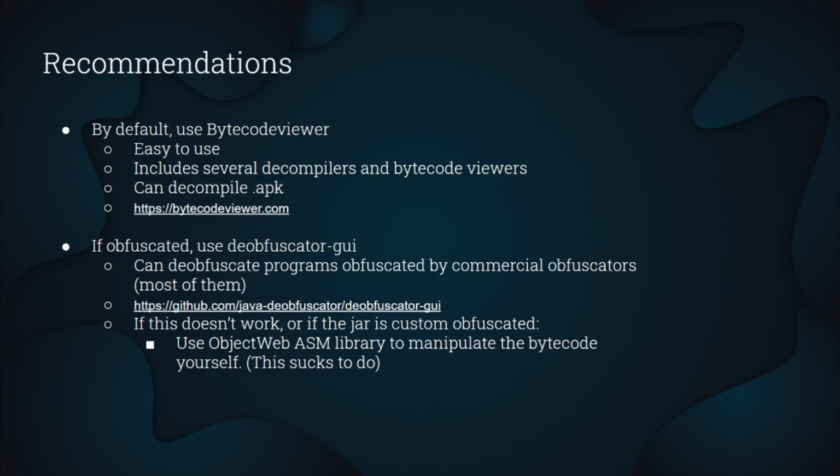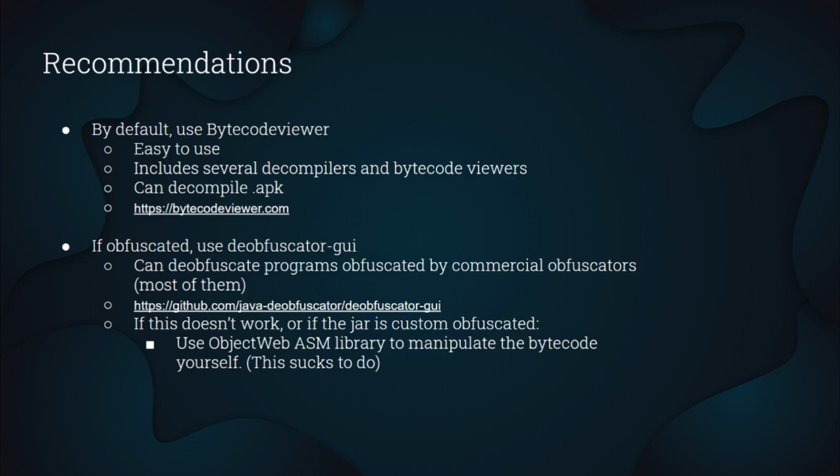But one last thing to note before we get to the example is that if deobfuscator GUI doesn't work, and several other open source deobfuscators do not work, it could be that the jar that you're working with has custom obfuscation on it. And so what you'll need to do is actually use a bytecode library such as ObjectWeb ASM to directly manipulate the obfuscated bytecode to reverse it back to a somewhat more sane output. And you'll often see this sort of thing in CTF competitions where commercial deobfuscators will not actually work effectively.